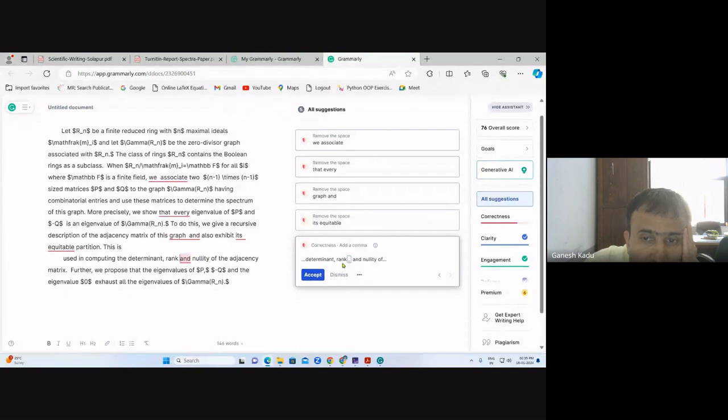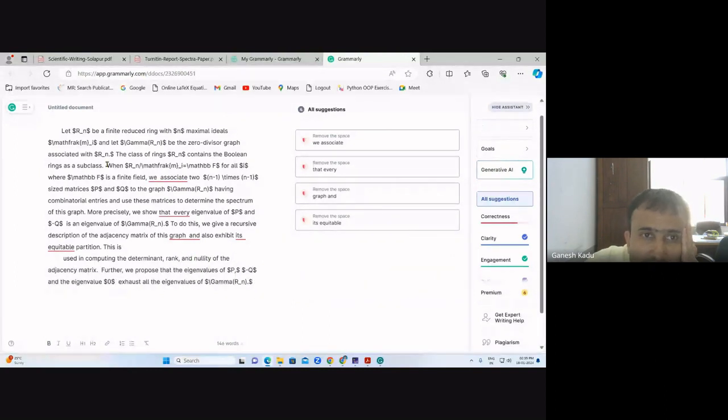So here, for instance, it is asking me to put a comma after rank, and I accept it, and then it is done. So this is a small example where you can correct your grammar. It's a great writing tool, and the free version is of course available, but there are paid ones which have more features, I believe.